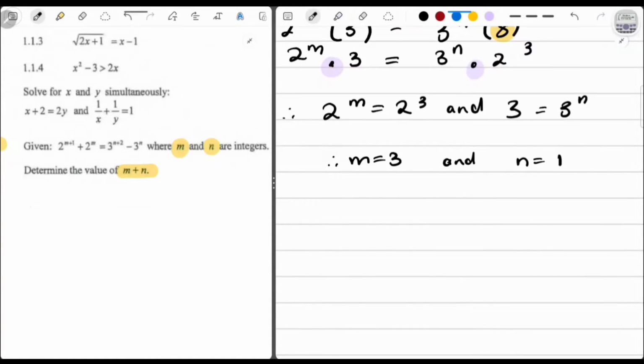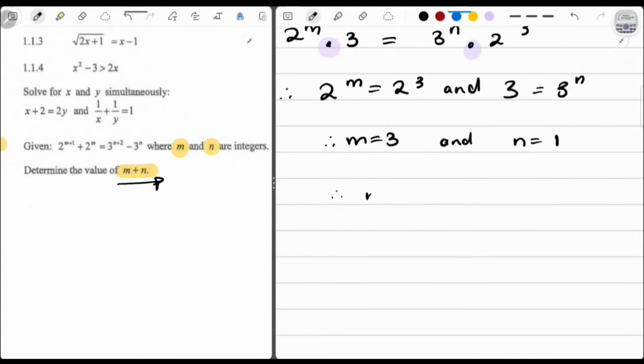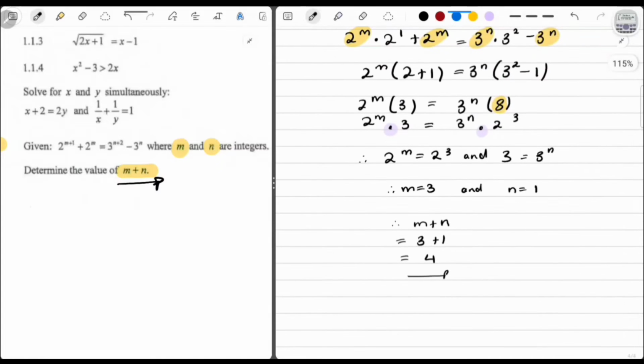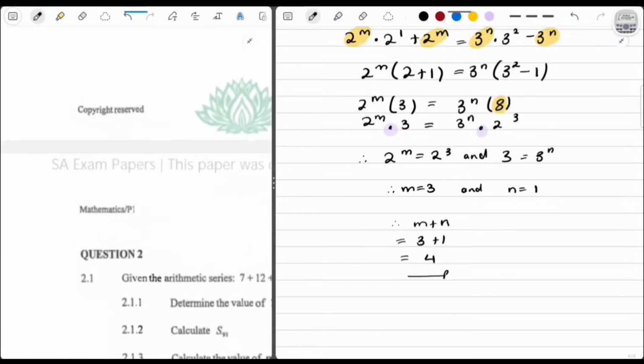So there we go. But remember, the question says you need to determine the value of m plus n. So therefore, m plus n is finally equal to 3 plus 1, which is equal to 4. And that is our answer. Okay, so that is it for question 1. Moving on to question 2.